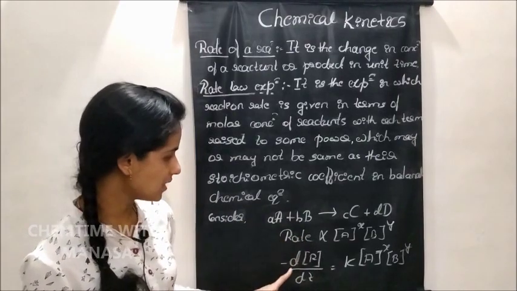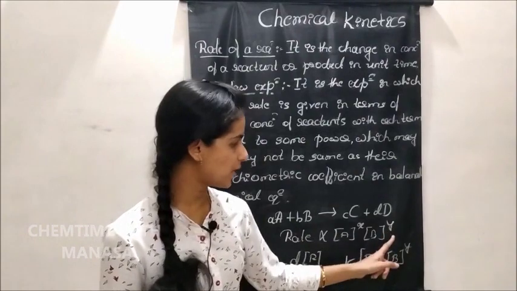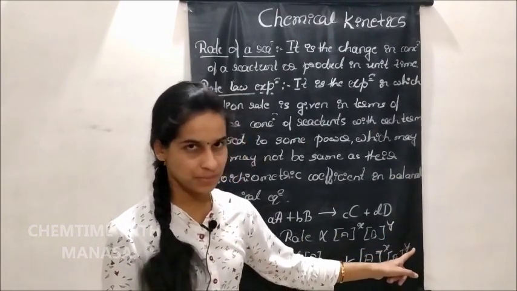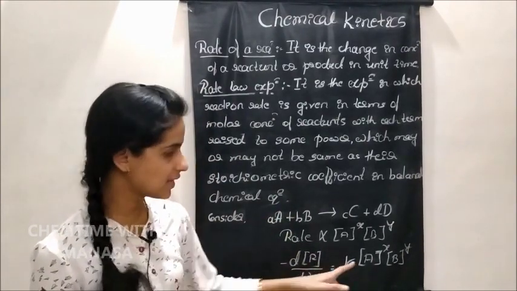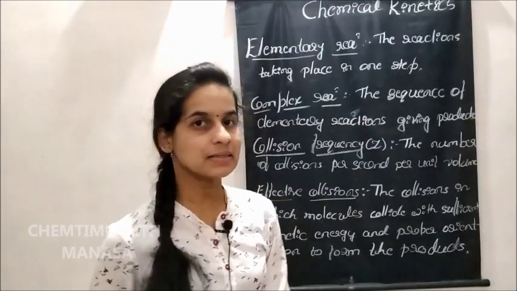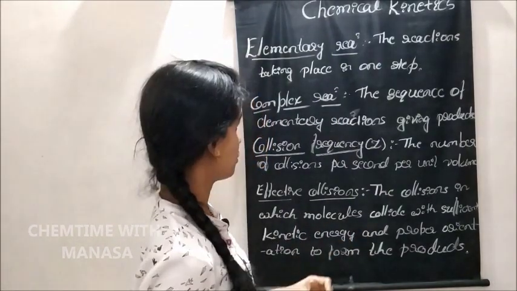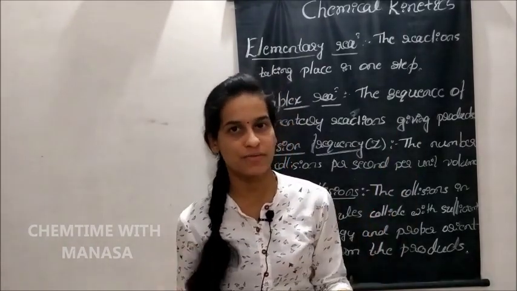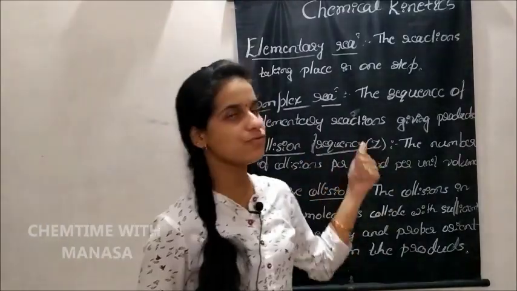Then minus d[R]/dt is equal to k into concentration of A to the power x and concentration of B to the power y. This is differential rate equation for this reaction. Here k is rate constant of that reaction. So friends, next definition, a definition of elementary reactions. The reactions taking place in only one step are called elementary reactions, whereas the sequence of reactions giving products are called complex reactions.